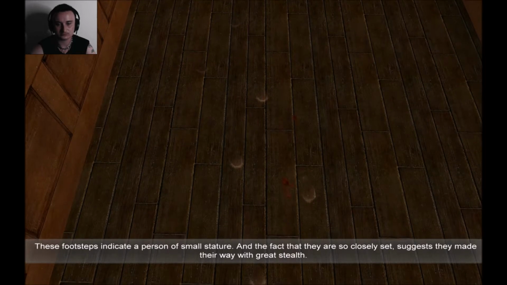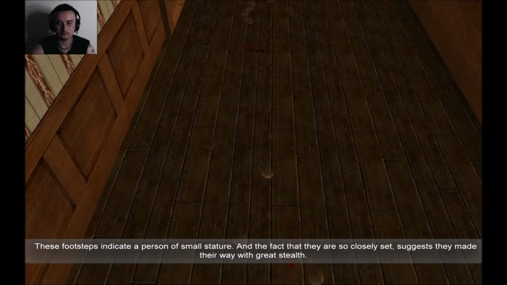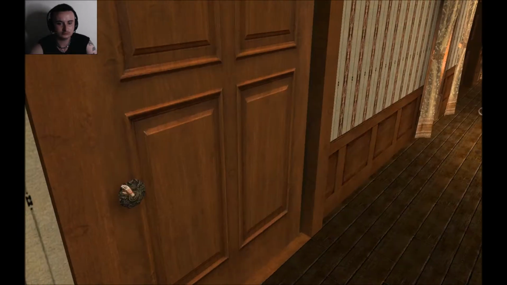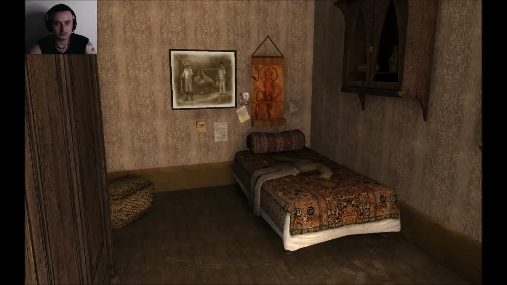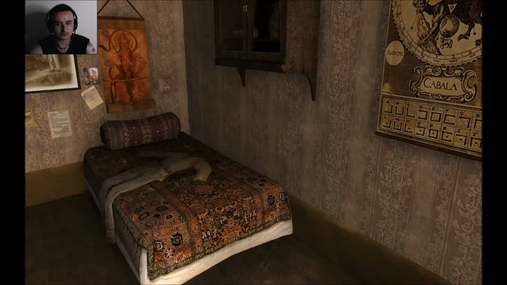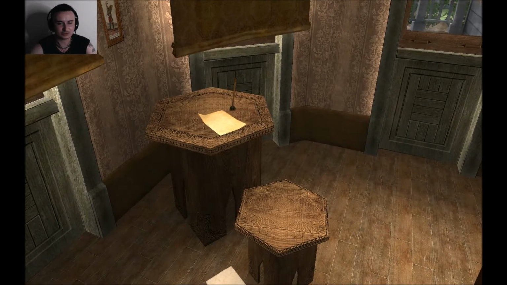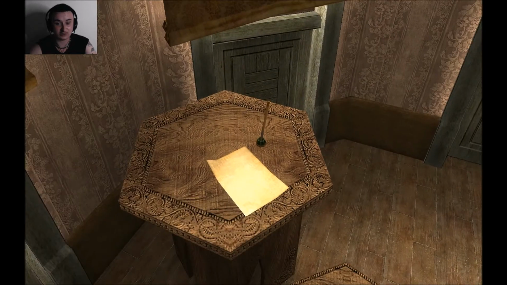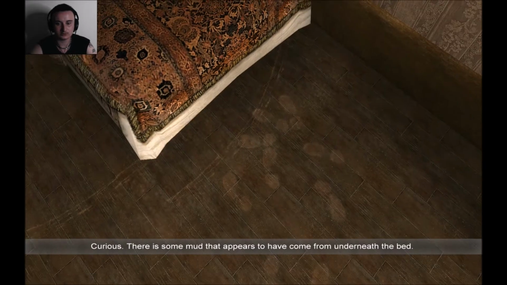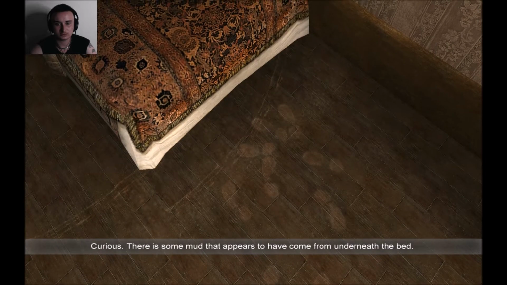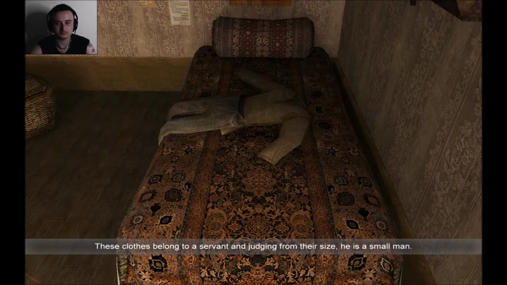These footsteps indicate a person of small stature, and the fact that they are so closely set suggests they made their way with great stealth. Okay, this is a new room. This could be the servants' quarters. Significantly an improvement over the one back in England, which was a hovel with a stack of hay and a blanket. Curious, there's some mud that appears to have come from underneath the bed. These clothes belong to a servant, and judging from their size, he is a small man.